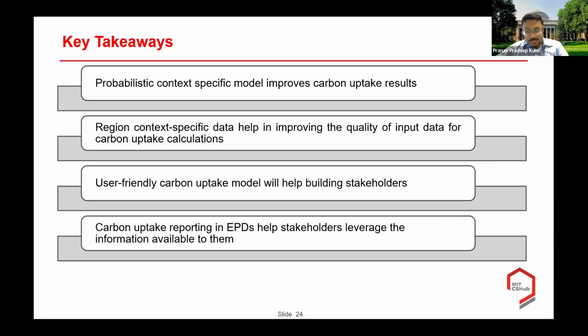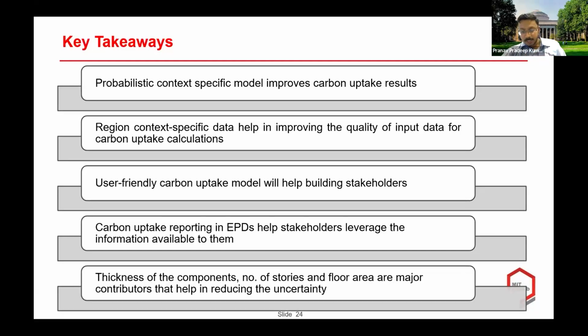And context-specific carbon uptake and the subsequent reporting of this in EPDs can help the stakeholders to use EPDs to calculate the carbon uptake based on user-level information that's available to them. And for the example that we considered here, a single family house, we observed that the thickness of the different components, the number of stories, and the floor area are major contributors that help in reducing the uncertainty associated with the carbon uptake calculations.